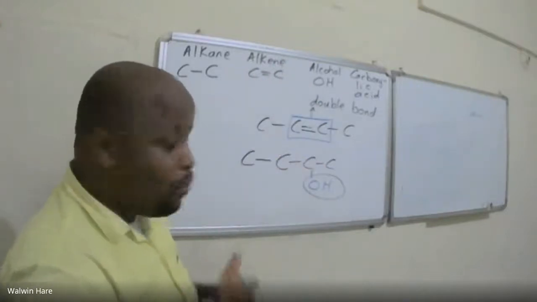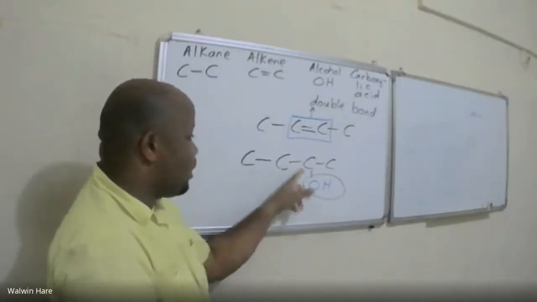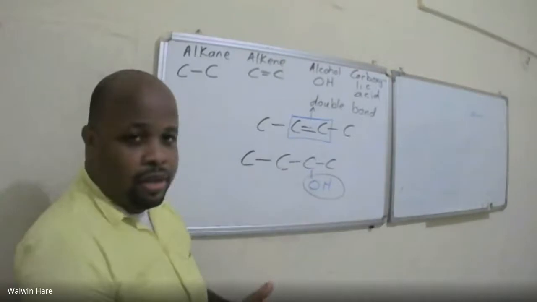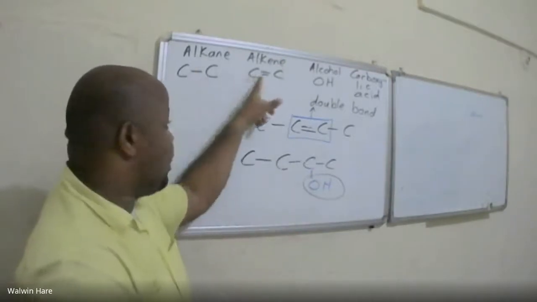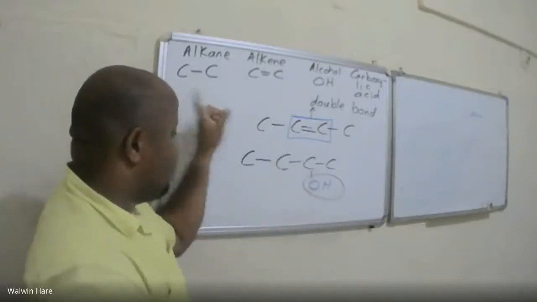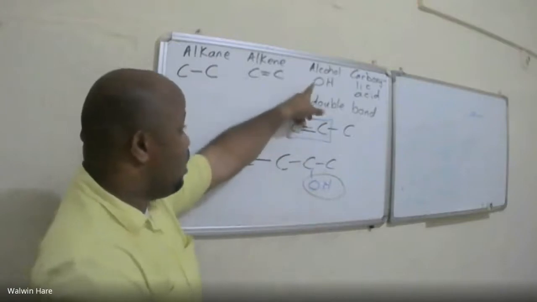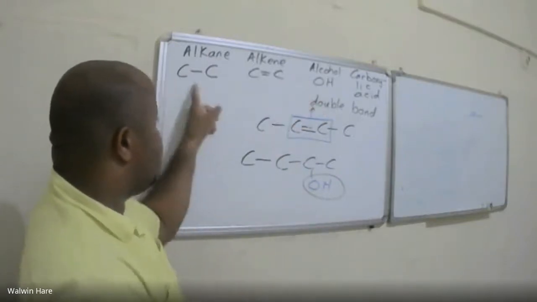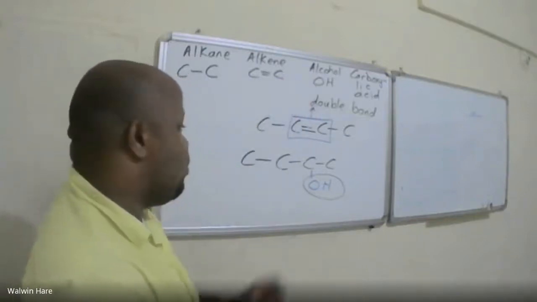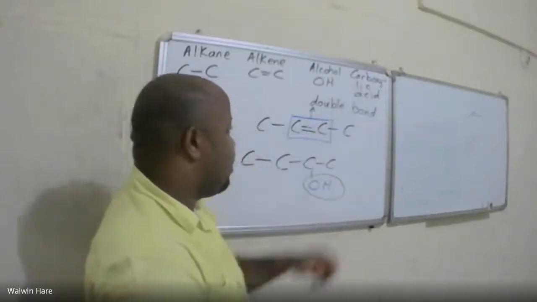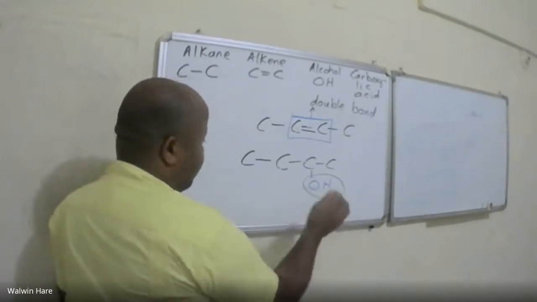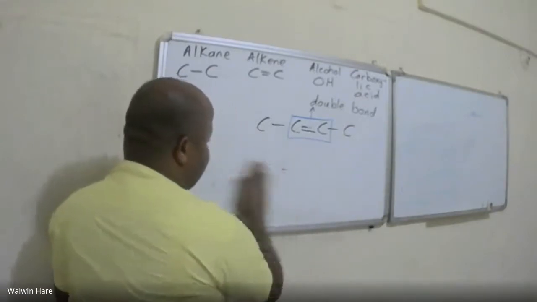All of your compounds will consist of carbon-to-carbon single bonds. However, once you spot at least one double bond, it's no longer an alkane, it's an alkene. If you see an OH group, it's no longer an alkane, because OH means it is an alcohol. So these are the functional groups. This one is for alkene, and this one is for alcohol. Now the final one is carboxylic acid, or alkanoic acid, all right? So let's look at the carboxylic acid.